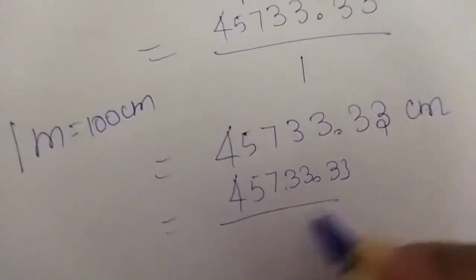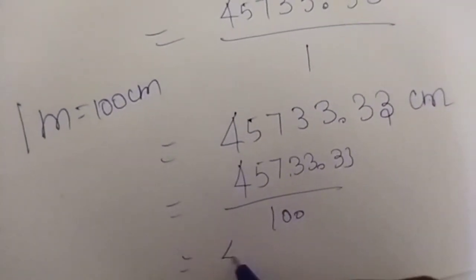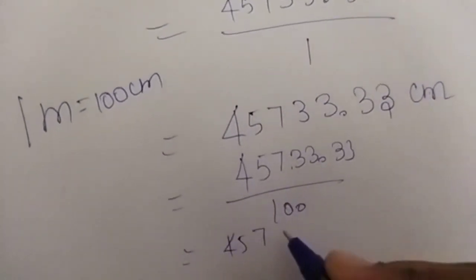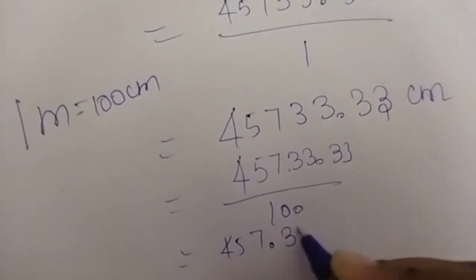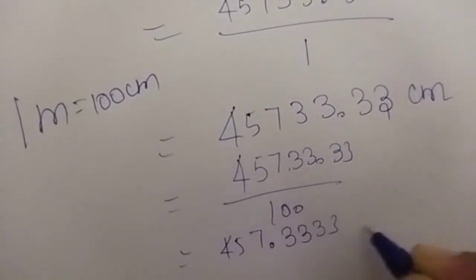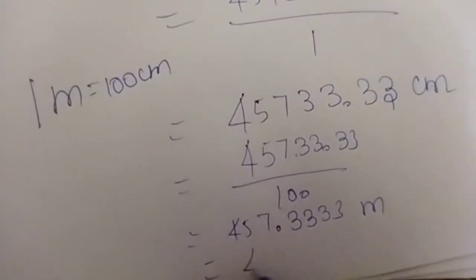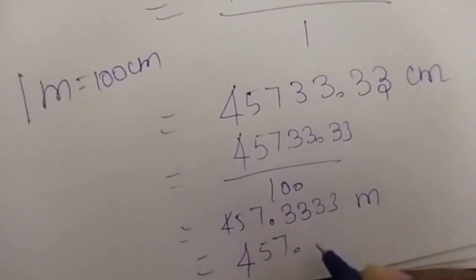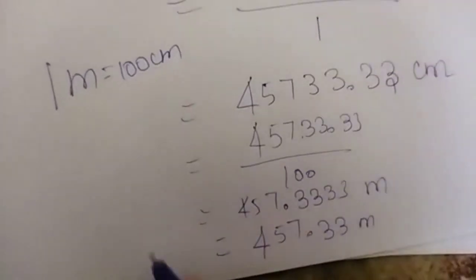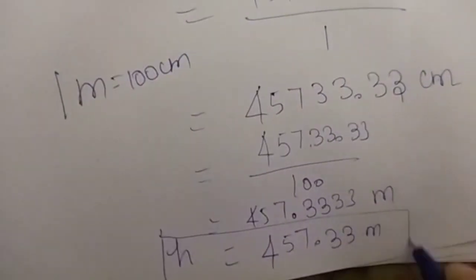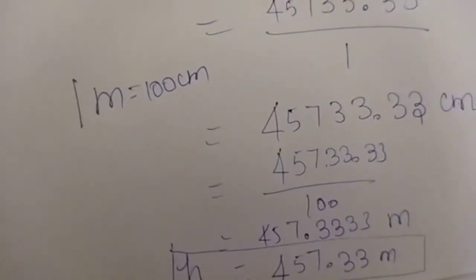45733.33 divided by 100. So we get 457.3333 meter. In option we have 457.33 meter. So height is equal to 457.33 meter. Let's go to next sum.